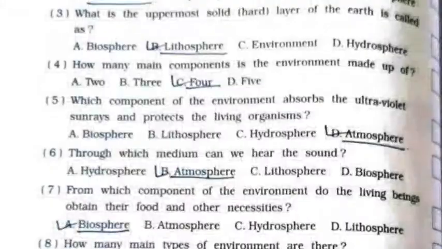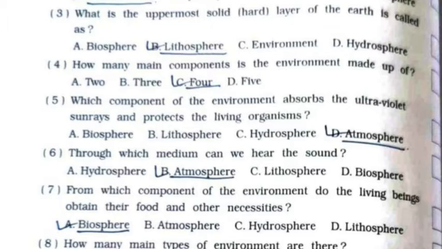Third, what is the uppermost solid, that is hard layer of the earth, is called as? It's option number B, lithosphere. Fourth, how many main components is the environment made up of? It's option number C, 4. Fifth, which component of the environment absorbs the ultraviolet sun rays and protects the living organisms? It's option number D, atmosphere.